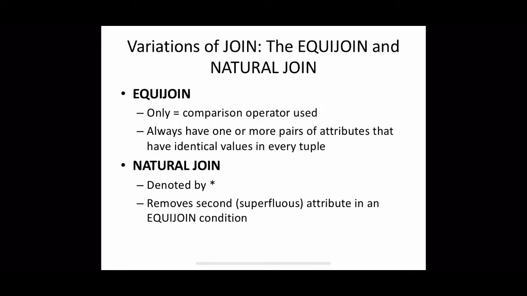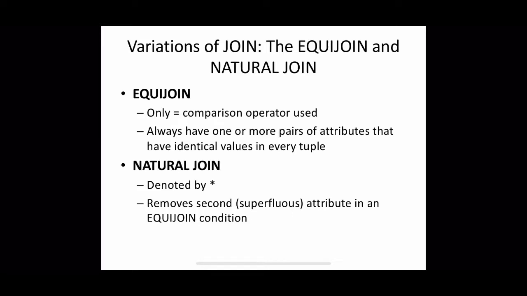Another variation is equijoin, a join condition with equality comparisons. Such a join where the only comparison operator is equal to is called equijoin. So equijoin is a specific type of theta join in which the comparison always should be equality.